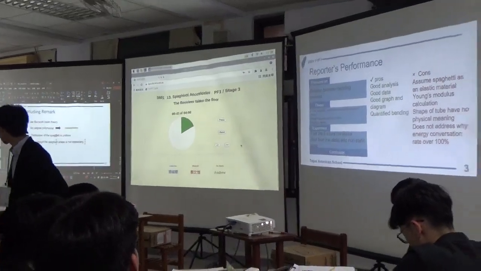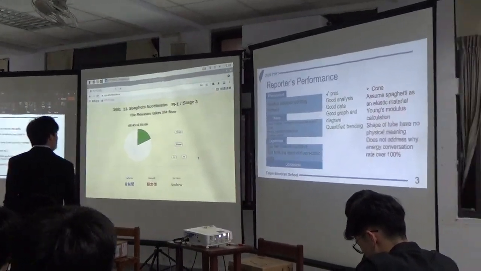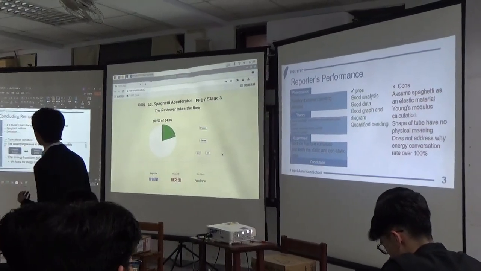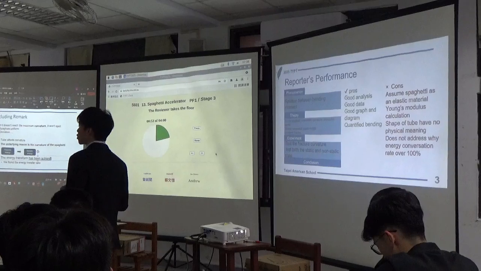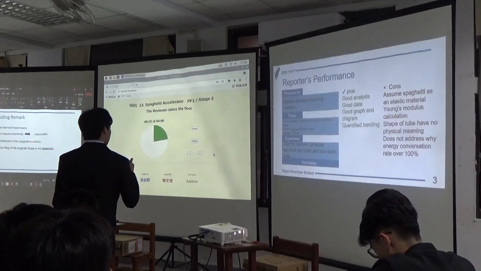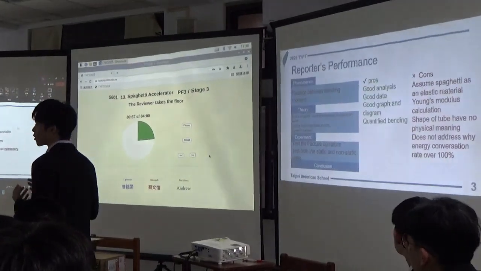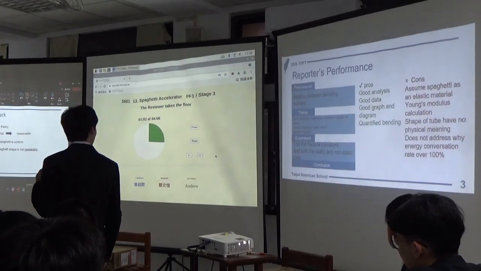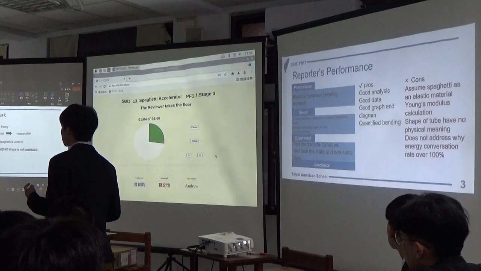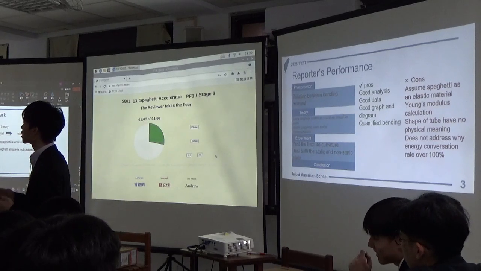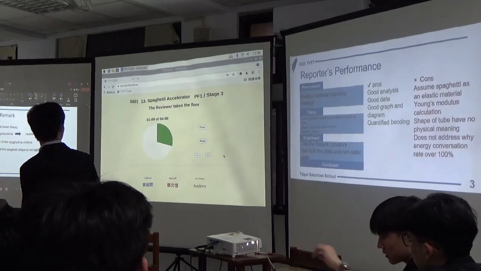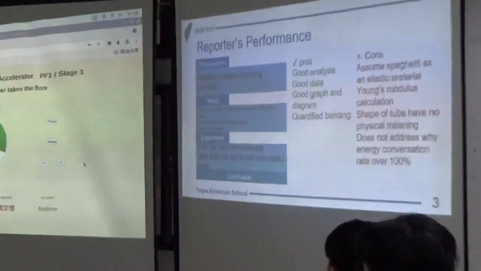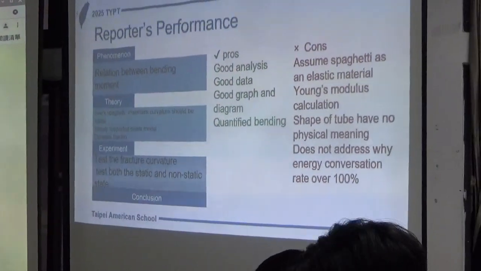Based on the report's performance, it discusses the relationship between bending moments and the phenomenon. They also use the Euler-Bernoulli beam theory to predict how the curvature will bend and how it leads to kinetic energy. They also use the dynamic part of the theory to explain how pushing the spaghetti in a non-static fashion affects the energy output. The experiment tests different fracture curvatures and both static and non-static states.